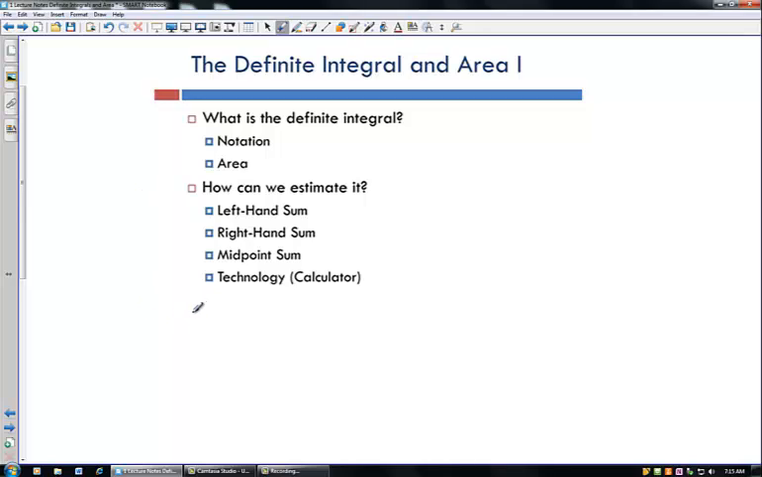Normally, when you see the integral, you see this elongated s, and then you have some numbers here, a, b, and then you have some function f of x dx. As an example, what we're going to do today is the integral from 0 to 10 of x squared dx. So this is a typical integral.